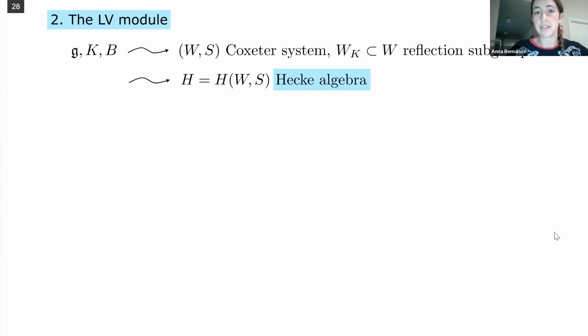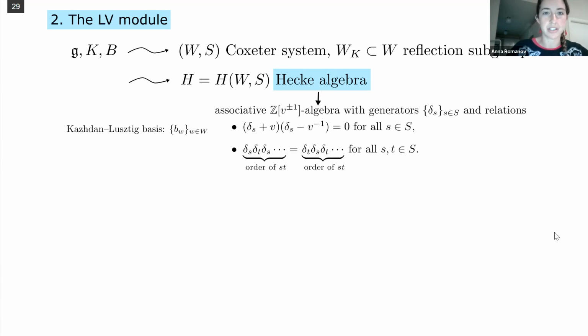And associated to all of this, we have a Hecke algebra of this Coxeter system. And just to set my notation straight, I'll tell you exactly what I mean by Hecke algebra. So for me, a Hecke algebra is an associative Z[v, v^{-1}]-algebra with a set of generators that are parameterized by elements of S, subject to a quadratic relation and a braid relation. And I will denote the Kazhdan-Lusztig basis within this Hecke algebra by b_s. So for me, the deltas are the standard basis, and the Kazhdan-Lusztig basis is given by b_s.